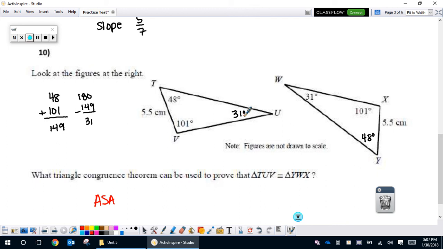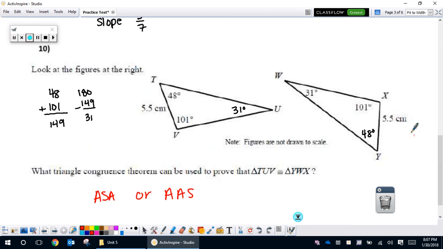And then I also have an angle, angle, angle, side. So this could be a select all that apply type problem as well. All right.